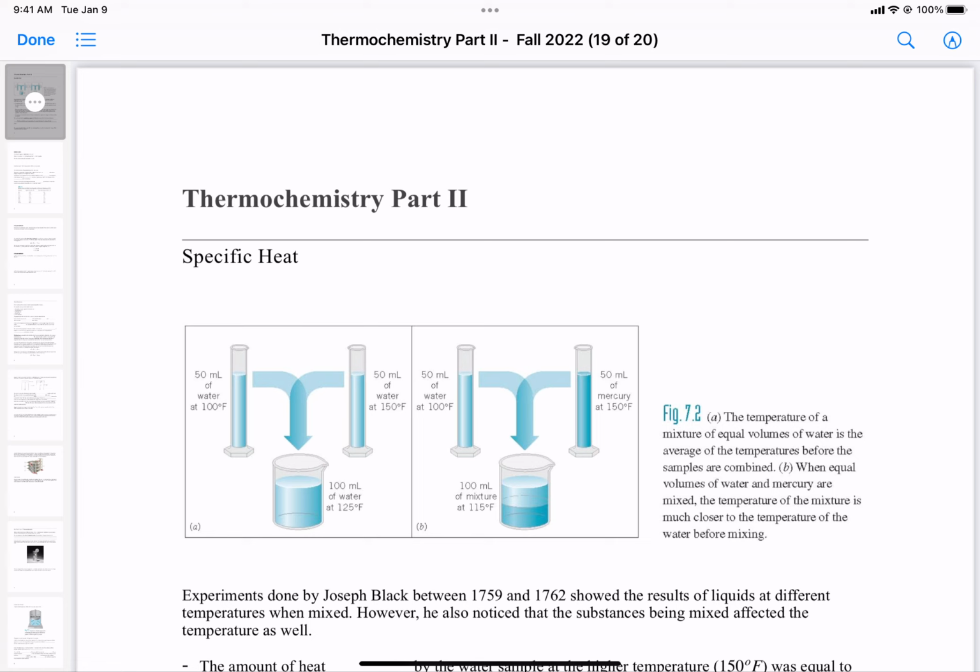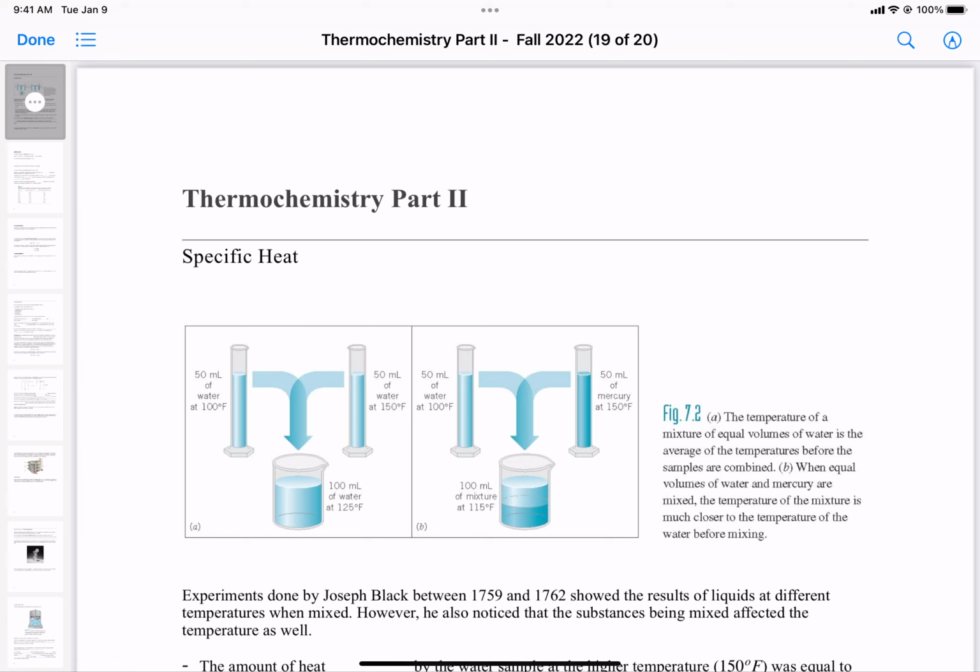Okay, so today we're going to talk about more thermochemistry and how we use the concept of energy for chemical reactions. Okay, so first let's talk about something called specific heat or specific heat capacity.